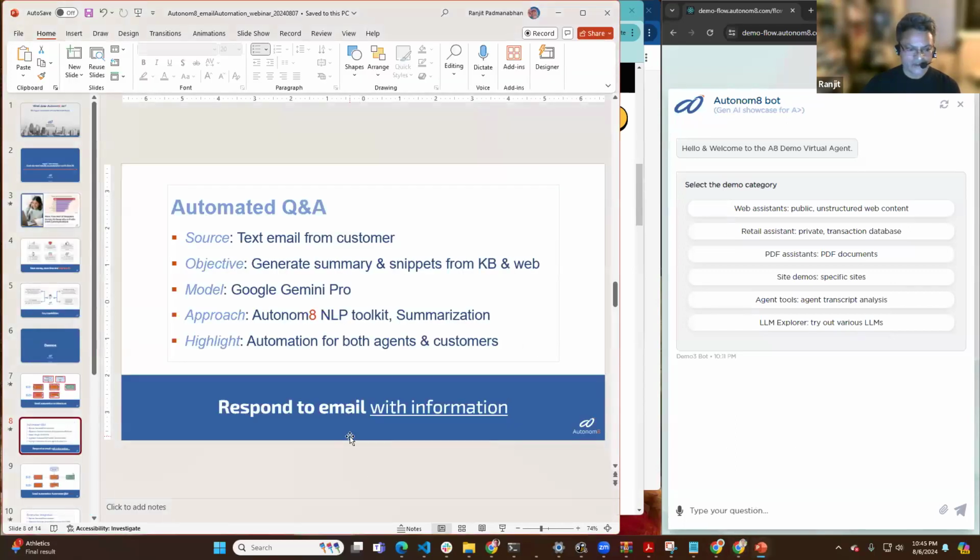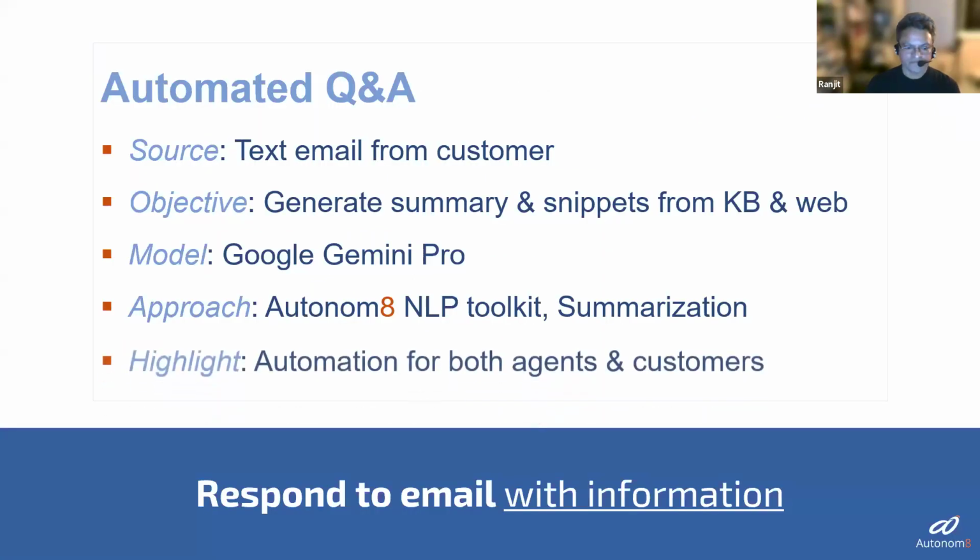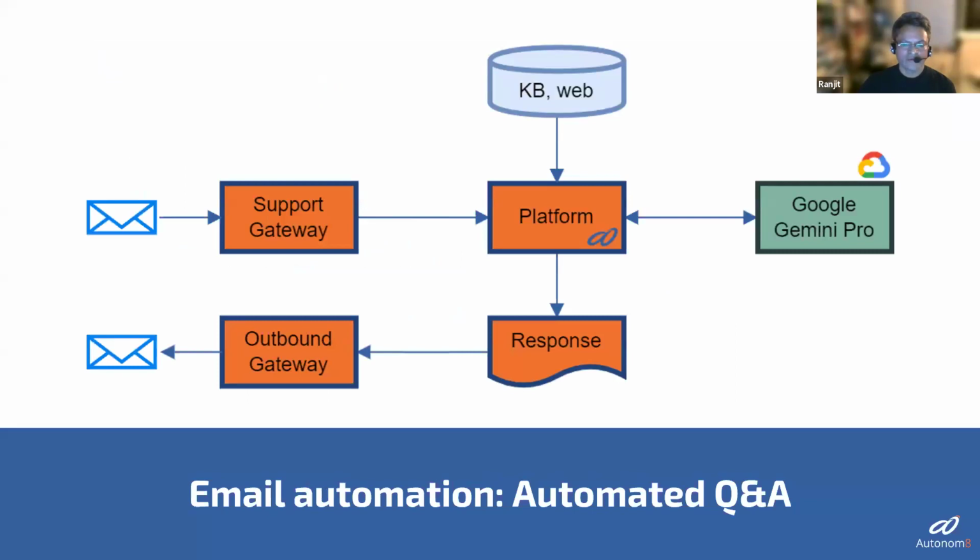Coming back to my presentation, this is what the architecture looks like for this particular use case. We send email to a support gateway. It goes through our platform, collects information from a knowledge base and the web, uses the Gemini Pro model to construct a response, and this response gets sent through the outbound gateway back to the customer. So that's use case number one.